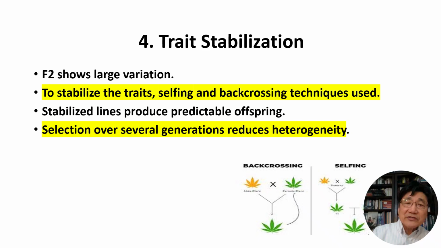S1 stands for first self-generation. An S1 seed is a product of self-pollination, where a female cannabis plant is induced to produce pollen and then pollinate itself or its clone.